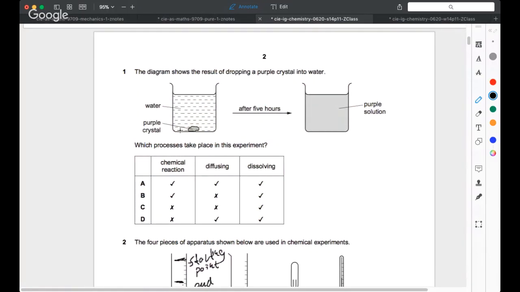In question one, we have a purple crystal dissolving in water. So it's purely a process of dissolution, so there's no chemical reaction. And during the process, the particles of the crystal diffuse into water to give you the solution. So there's diffusion, and the process is dissolution. So yes, it is dissolving. So the right answer is D.